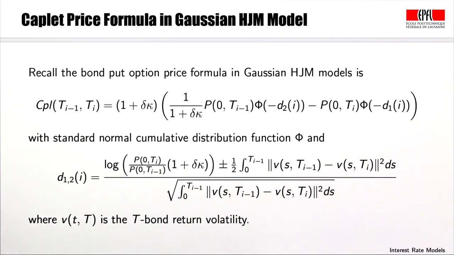Now suppose the underlying model is a Gaussian HJM model, and recall the bond put option price formula in such models. That gives us the price of the ith caplet as shown here, where capital phi is the standard normal cumulative distribution function and the parameters d1 and d2 are given as shown here in terms of the integrated T-bond return volatility V.